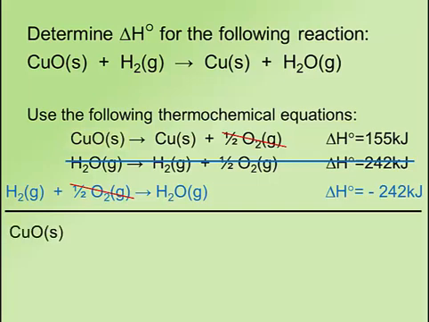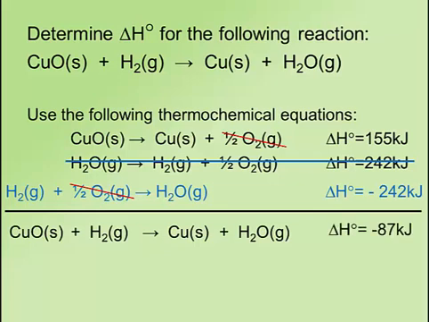CuO plus H2 yields Cu plus H2O. When my chemical reactions combine together correctly, I can add their delta H values to determine delta H for the target reaction. Positive 155 kilojoules plus negative 242 kilojoules equals negative 87 kilojoules.